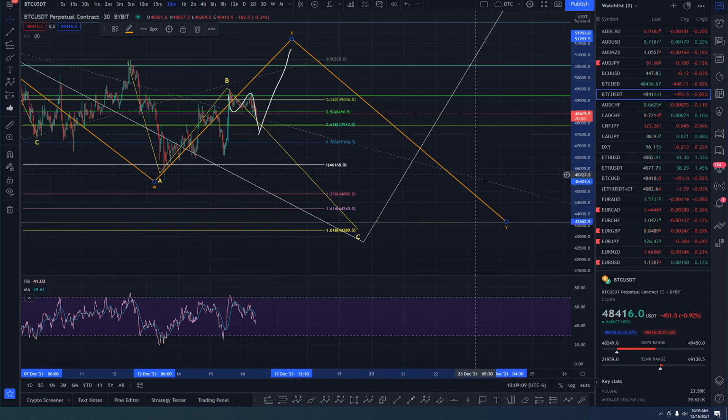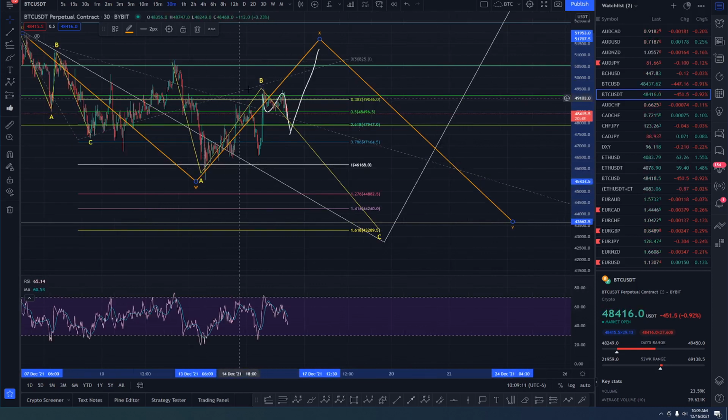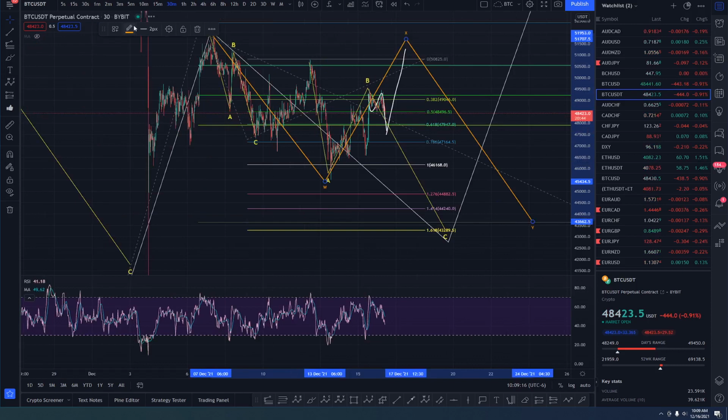Okay, so that's another possibility as well, where we go up in 3 here, and then we come down in 3 again, and that just becomes more choppy. It takes a lot more time. Okay, so that's the way I'm looking at it as well. This is looking very corrective in nature, so that's the way I'm looking at that wave.